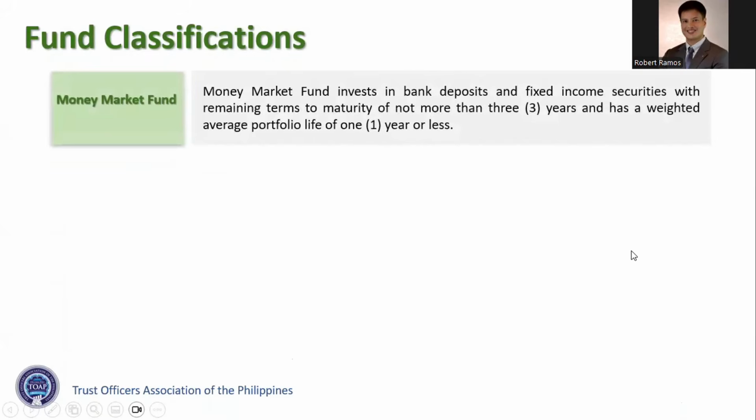What are the basic fund classifications? Well, the first category is the money market fund. A money market fund invests in bank deposits and fixed income securities with remaining terms to maturity of not more than 3 years, and they have a weighted average portfolio life of 1 year or less. So, what does that mean? In effect, if you're investing in bonds, these bonds have a maturity of not more than 3 years. And the average maturity of this portfolio is either 1 year or less than that.